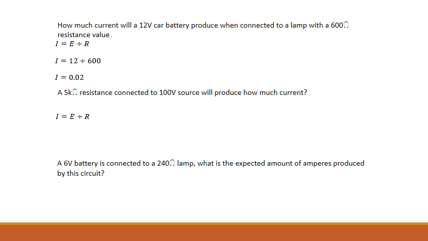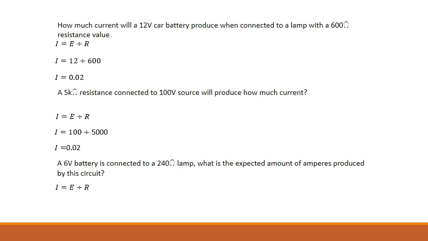Next question, 5k ohms, or kilo ohms, resistance is connected to a 100 volt source, and it will produce how much current? Again, we're looking for current, so we place our Ohm's law formula with I on the left. Your voltage is 100 and your resistance is 5,000, 5 kilo ohms. Divided, it gives you 0.02 amps. Again, same answer as the problem before. So you can see the relationship between resistance and volts. That is why they're doing this.